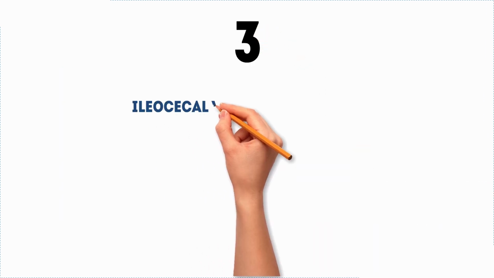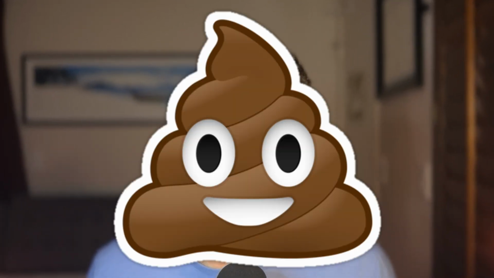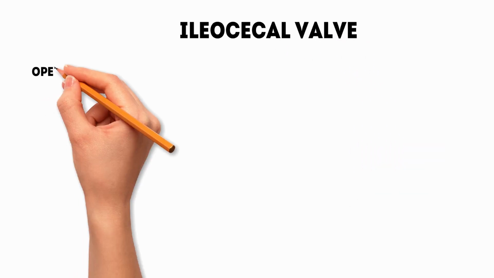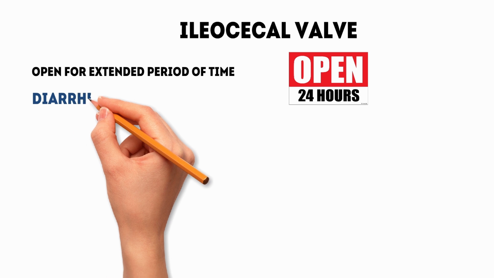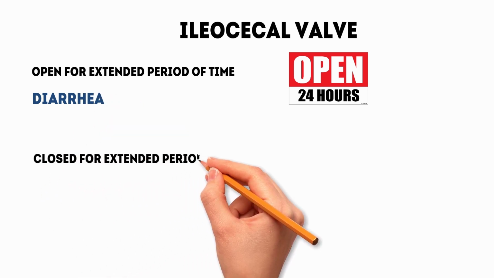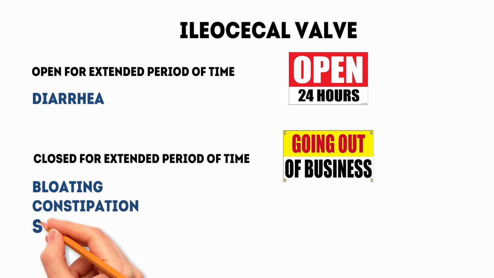Number 3, ileocecal valve dysfunction. The ileocecal valve is a valve at the junction of the large intestine and the small intestine. It opens to allow digested food to pass from the small intestine to the large intestine, where water will then be reabsorbed and eventually the contents will be turned into stool. However, in some people, the ileocecal valve can remain open for extended periods of time, leading to symptoms such as diarrhea. And in others, it can remain closed for extended periods of time, leading to bloating, constipation, and, you said it, small intestinal bacterial overgrowth.